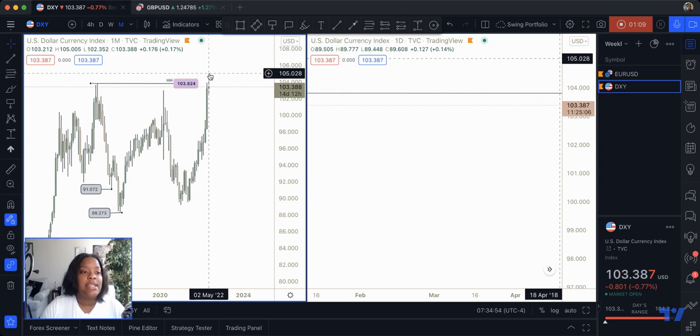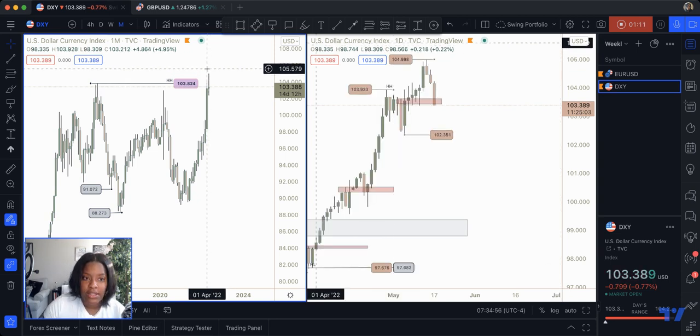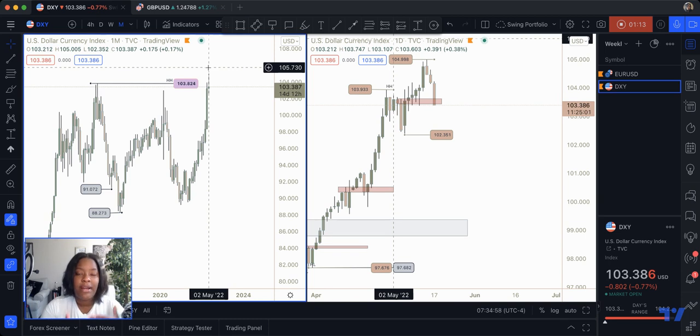Now, what does this mean for us as traders? This means that there is a currency pair that can be correlated with this information, and that is the Euro USD, or the European Euro versus the United States dollar. And we're gonna get into that in just a second.